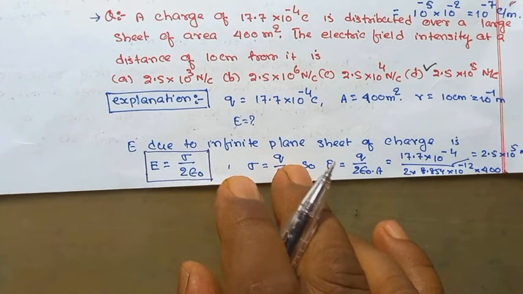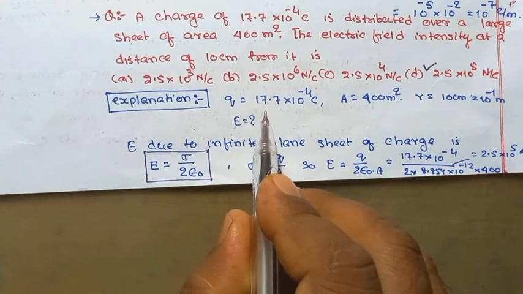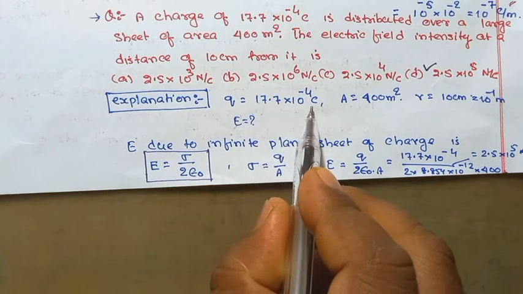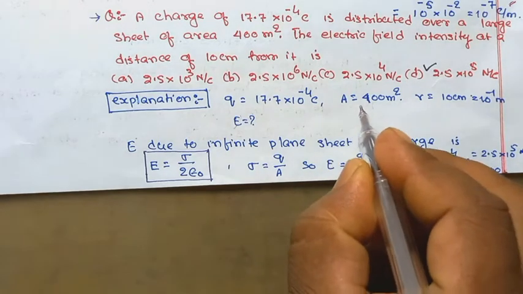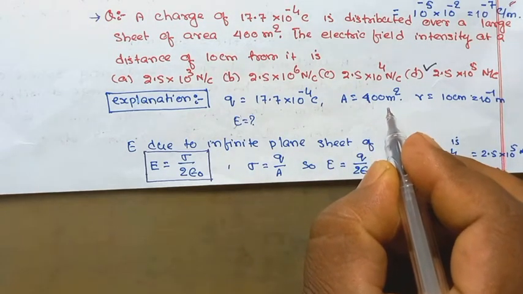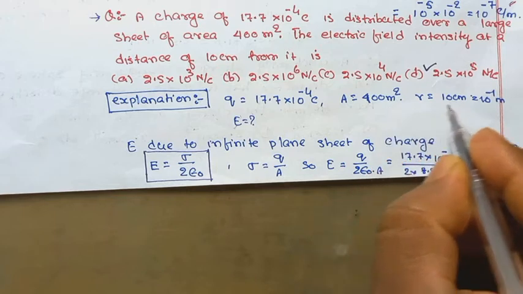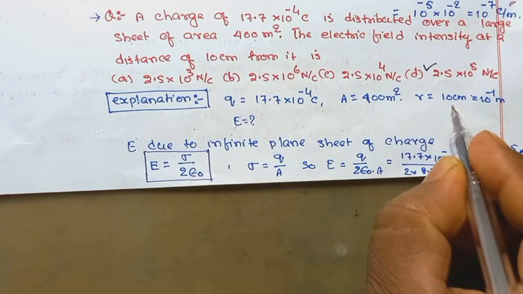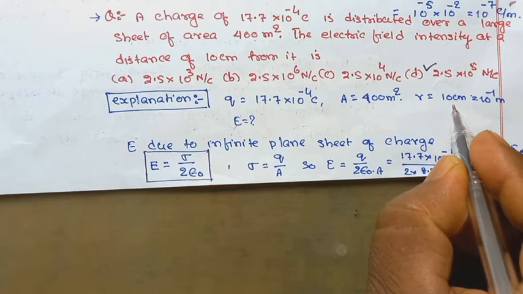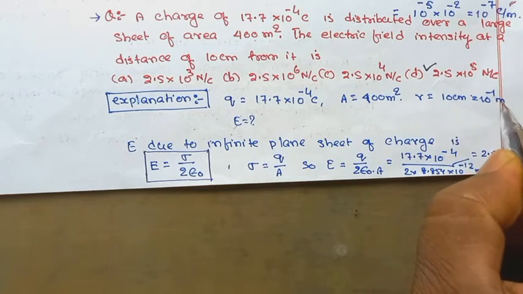In this question, charge is given, that is Q is equal to 17.7 into 10 power minus 4 coulomb, and area of the sheet is also given, that is capital A is equal to 400 meters square, and the distance of the point, that is 10 centimeter. So after converting this 10 centimeter into meter, it will be 10 power minus 1 meter.